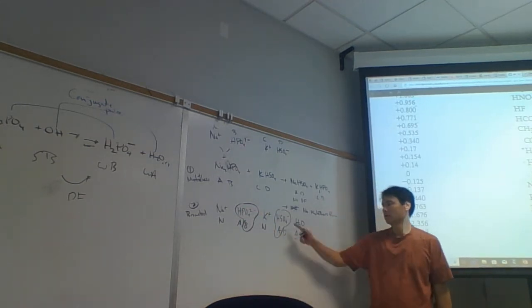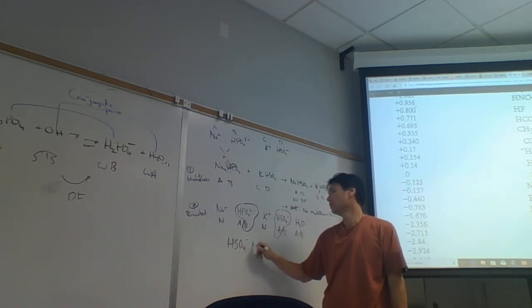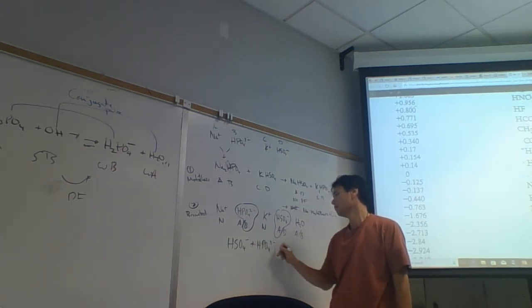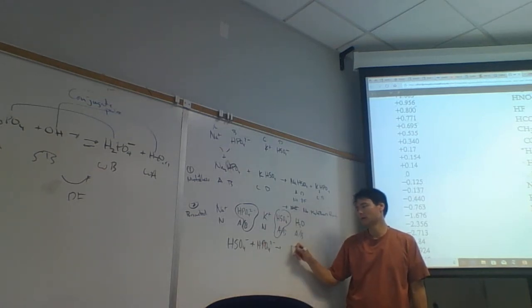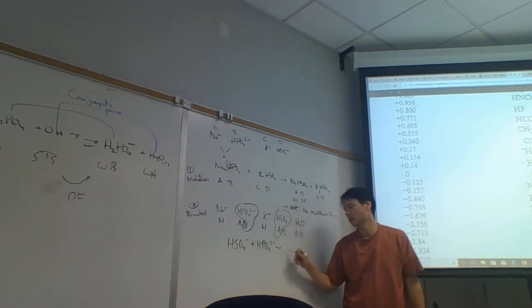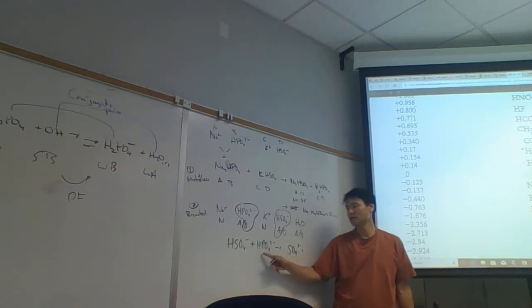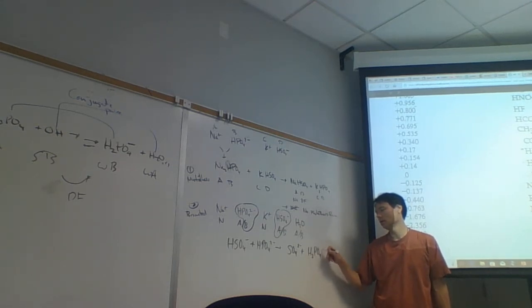And so what we're going to do is take our acid, HSO4 minus, and react it with our base, HPO4 2 minus. And so the acid loses an H plus. And so what are we left with? If this loses an H plus, we're left with SO4 charge 2 minus. Good. And if this gains an H plus, what does it form? H2PO4 minus.